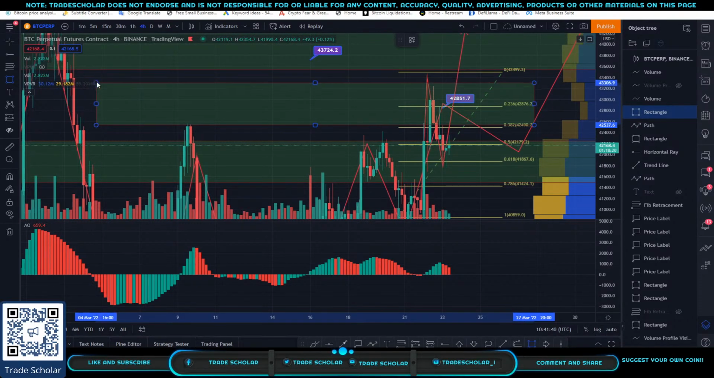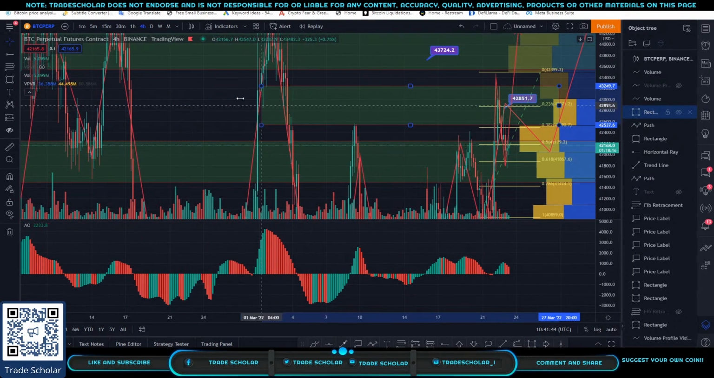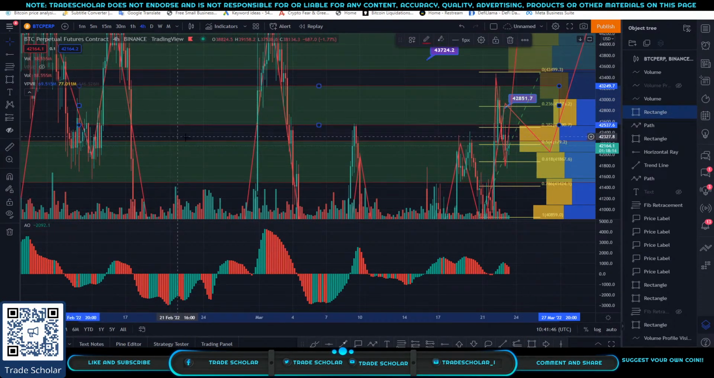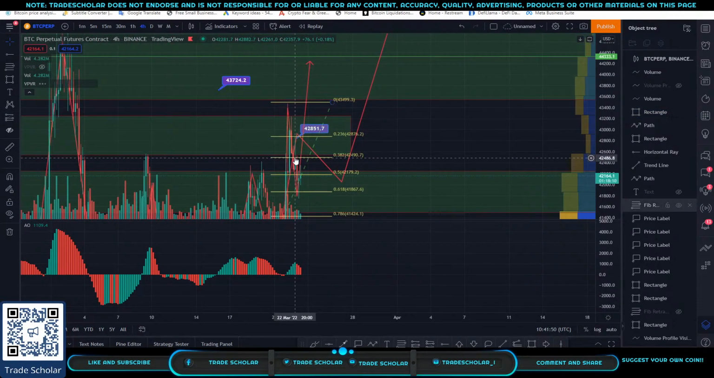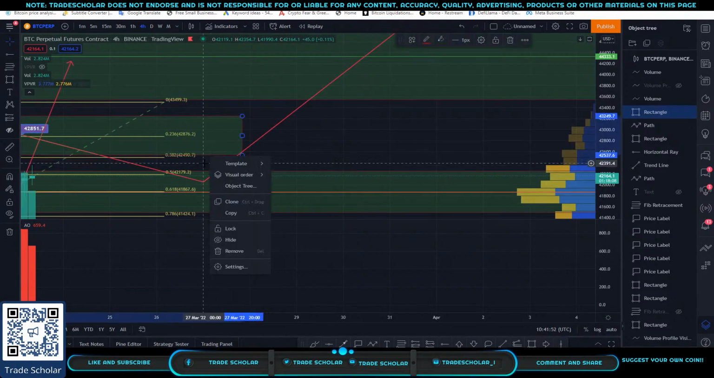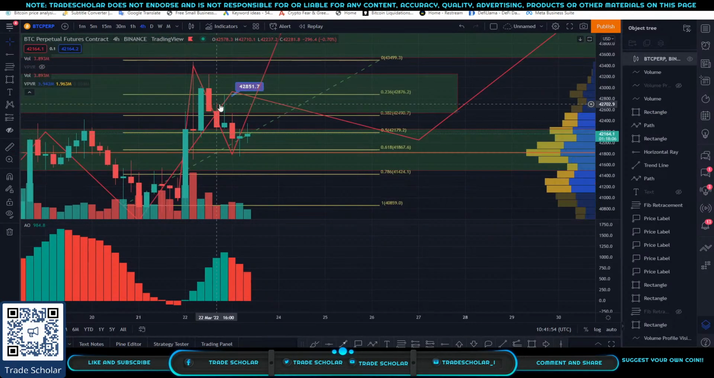There is a supply area. Okay, the mini supply area. Whenever we touch it, we get a rejection. Touch, drops, touch again, drops. So this is the retest.